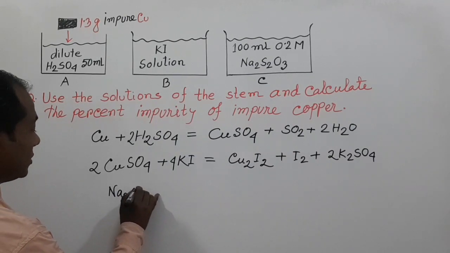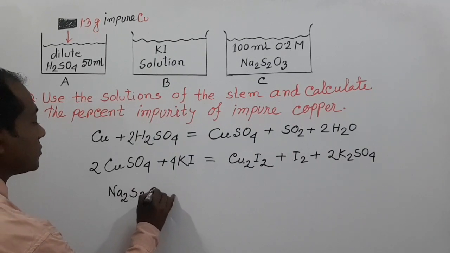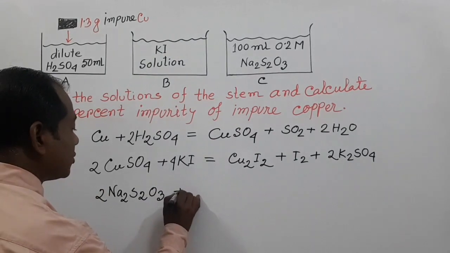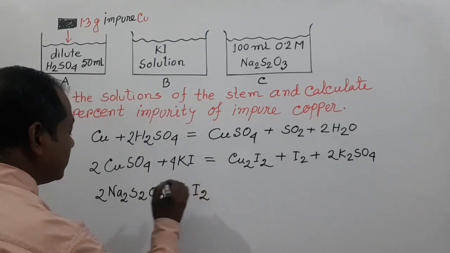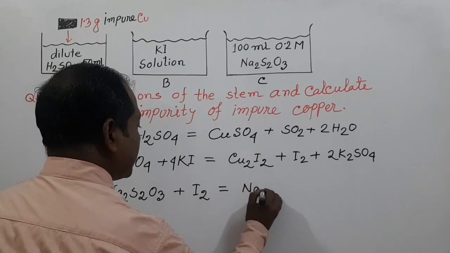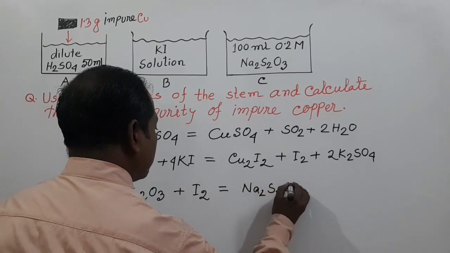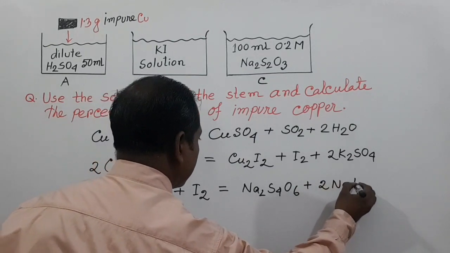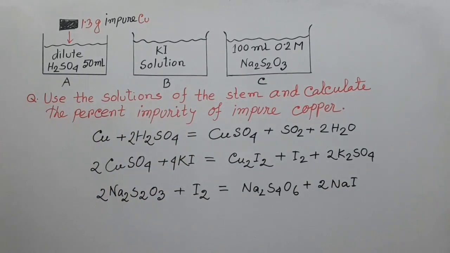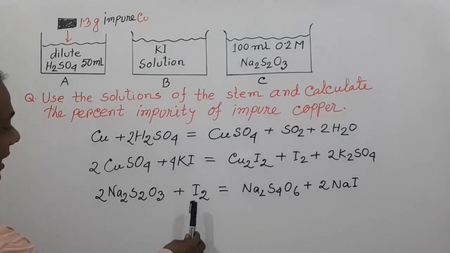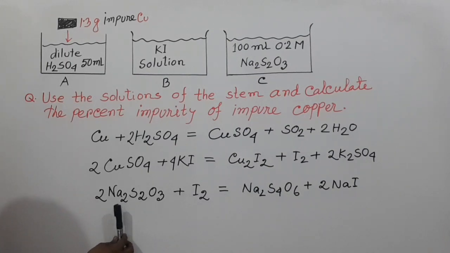sodium thiosulfate solution. 2 mole standard sodium thiosulfate solution reacts with 1 mole iodine and it produces Na2S4O6 plus 2NaI. That means we see that 1 mole iodine reacts with 2 mole sodium thiosulfate.